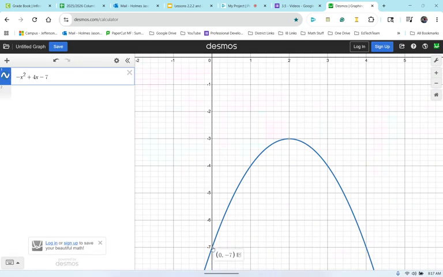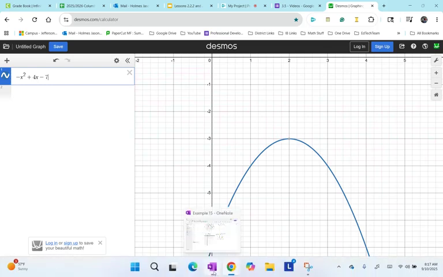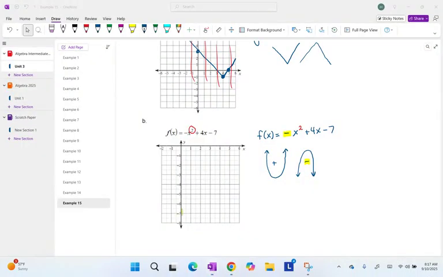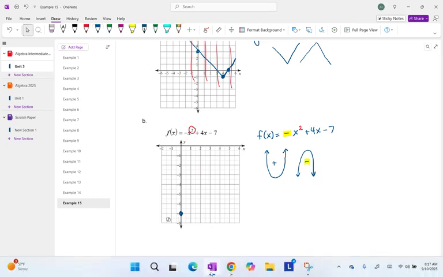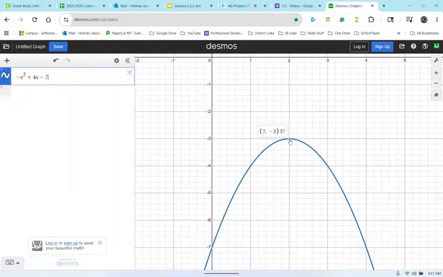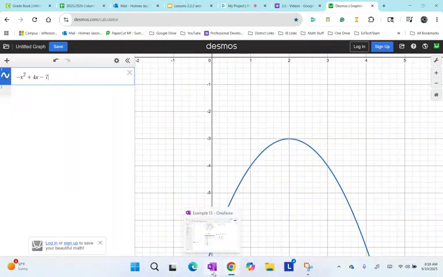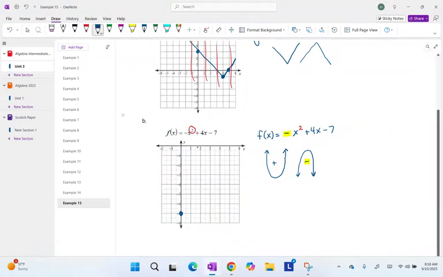I can see a y-intercept of (0, -7). So I'm going to come over here and put a dot at (0, -7). I see a vertex of (2, -3). That's going to be one.